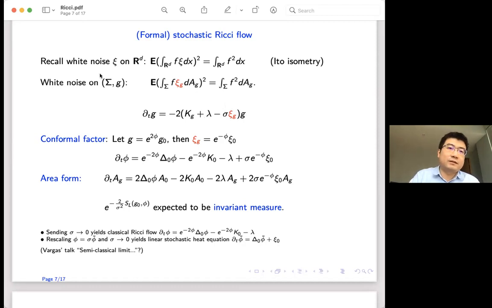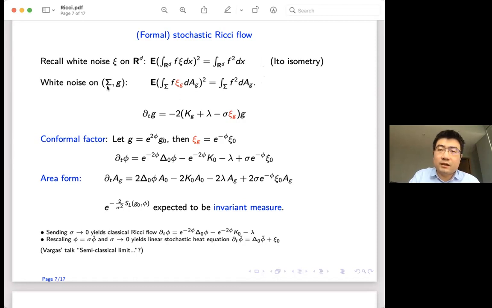Okay, so let me explain what this is. Let's first recall the white noise on Euclidean space. It's defined as a mean zero Gaussian random field whose covariance is defined by the Itô isometry, right? So this ξ is a distribution, and if you integrate against a smooth test function f and take the variance of this, it's given by the L2 norm of f. In particular, if d is one, say, then ξ is just the time derivative of Brownian motion, the usual Itô isometry. So this is the Euclidean case.